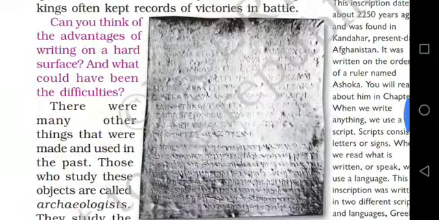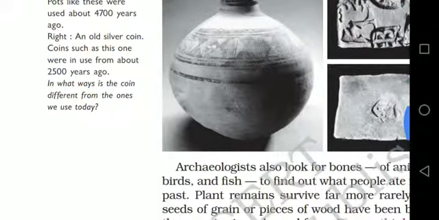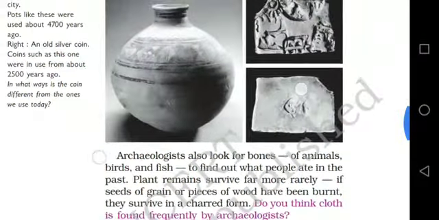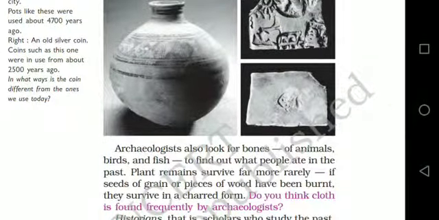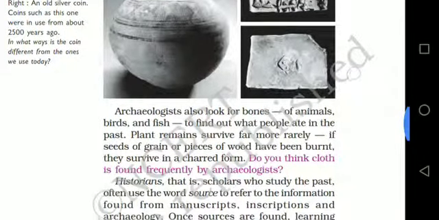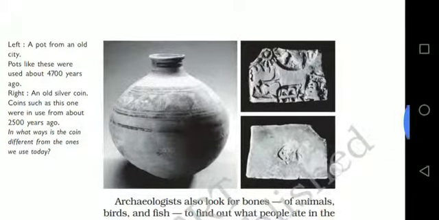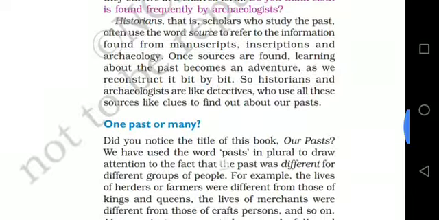So what we need to remember in this, let me tell you. Okay, as you can see in these pictures, archaeologists also look for bones of animals, birds, and fish to find out what people ate in the past. Plant remains survive far more rarely. If seeds of grass or pieces of wood have been burned, they survive in charred form. So basically, you need to remember what things were developed at that time. Okay.